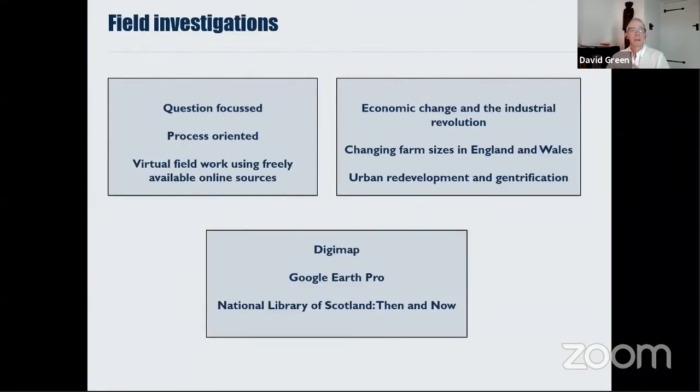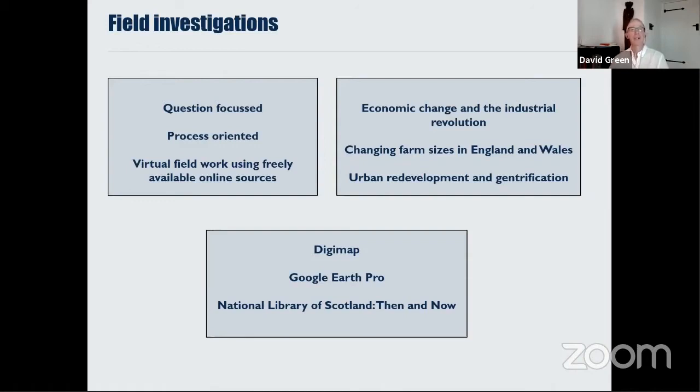So thinking about fieldwork, Kevin is quite right. The first thing is to ask the right questions. But I think it's also to think about the processes that might help you answer the questions. And then how can we do that in a virtual environment using freely available online resources that one of your students can access themselves? I'm going to ask 3 kinds of questions.